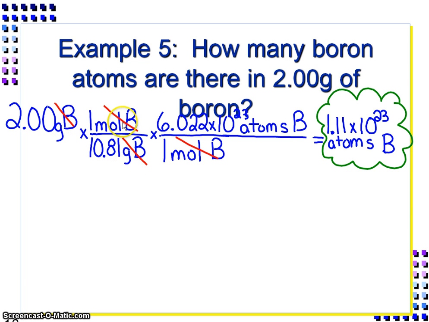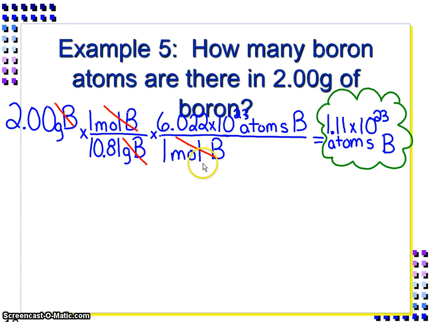I can change between grams and moles by using my periodic table. Grams was on top to begin with, so grams goes on the bottom in my conversion, moles goes on top. The 1 goes wherever moles is. I find boron on my periodic table. It weighs about 10.81. So grams on top, grams on bottom, that unit cancels out. The next thing I do, I have moles.